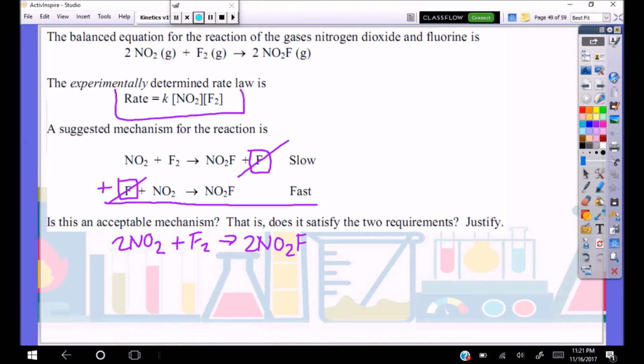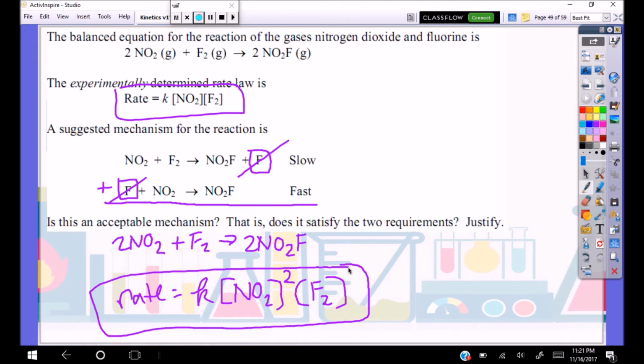Now we need to check to see if it matches our experimentally determined rate law. If we were looking at the overall equation, your initial reaction might be to say NO2 is second order and F2 is first order. Why is this incorrect?